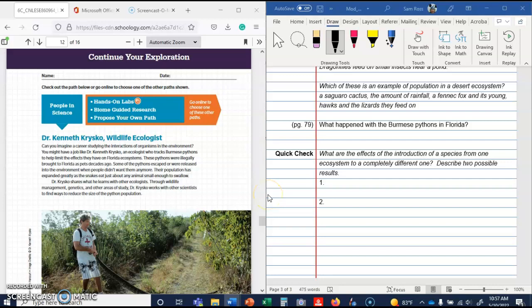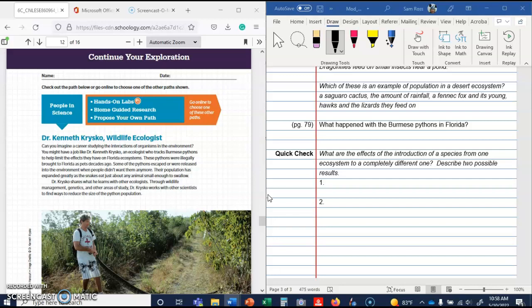What are the effects of the introduction of a species from one ecosystem to a completely different one? Let's list two possible results. Number 1, the organism may not have the biotic or abiotic factors it needs in order to survive. If an organism is introduced to an ecosystem that's completely different from what it's used to, it may not have what it needs to survive.